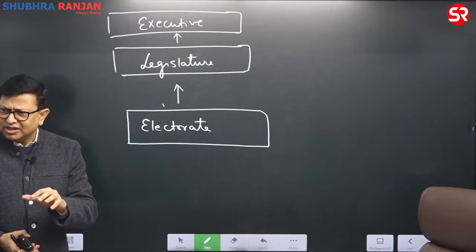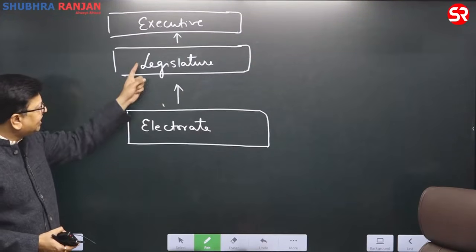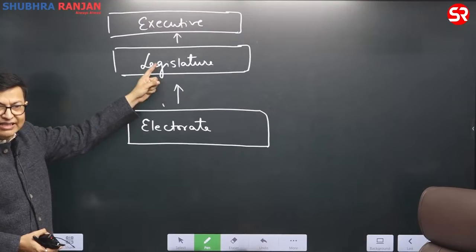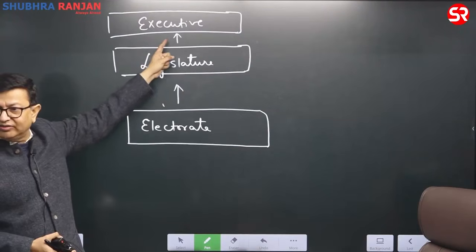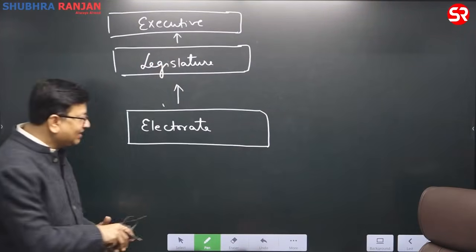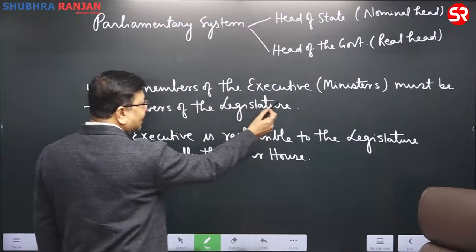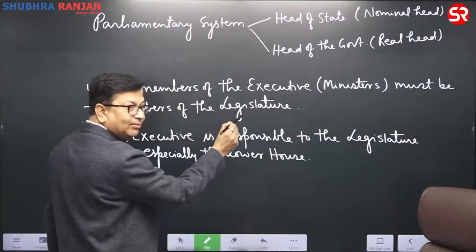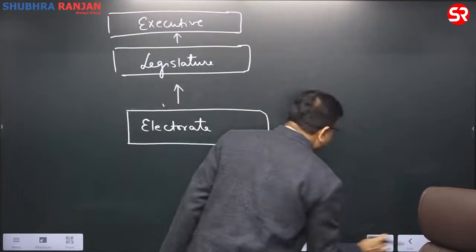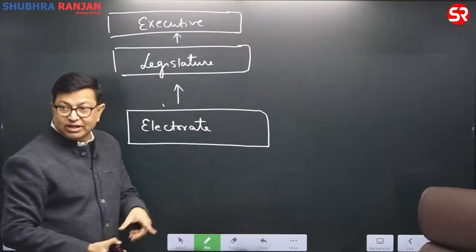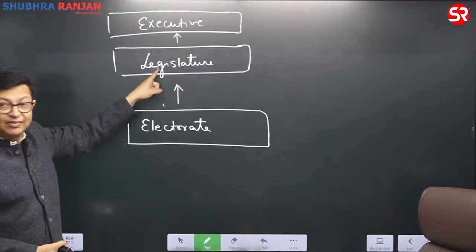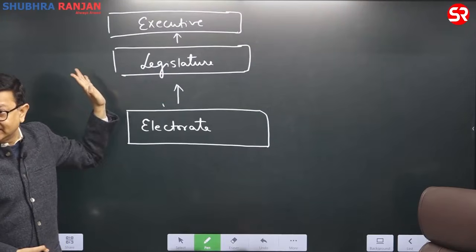It can be a pre-poll coalition or a post-poll coalition, which gets majority here. Its members, they become the member of the executive. This is the point that we have written, that the members of the executive, that is the ministers, must be the members of the legislature. So, the members of the executive, they must be the members of the legislature.